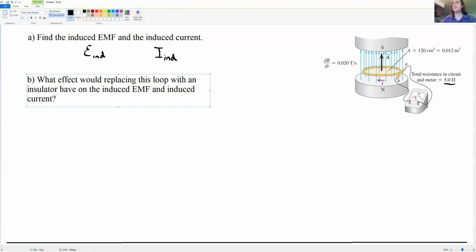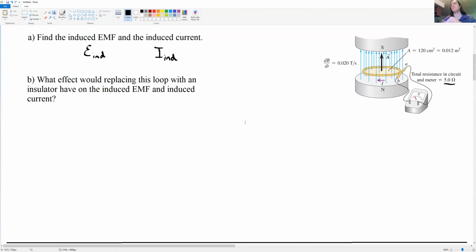Okay, so replacing that conducting wire there with an insulating material instead of a conductor. What effect would that have on the EMF and the induced current?